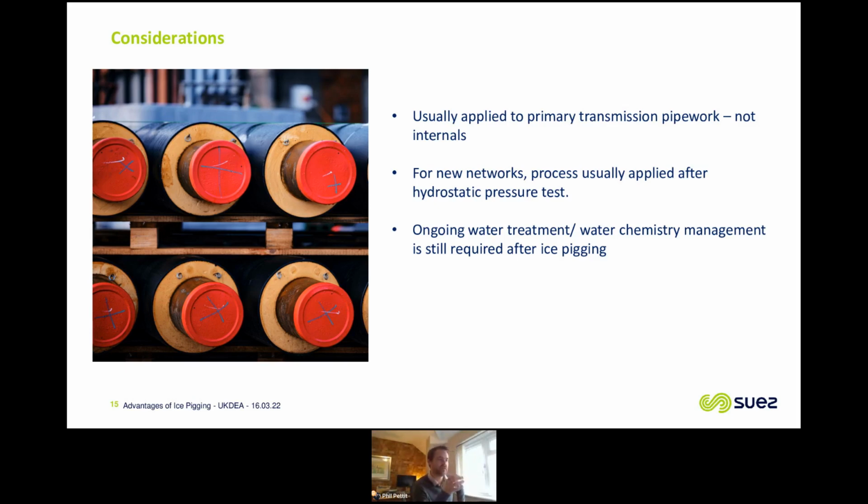And if it is in the newly installed phase, it tends to be after the hydrostatic pressure test, before any chemicals have been dosed. And it's worth saying that this doesn't replace the ongoing water treatment requirement. It doesn't involve any chemistry at all. So if you are using a treated system or a demin system, that still has to be done following on. This is just a process to remove all of the particulate material from the network at the construction phase, or also during a shutdown. So if you're doing a shutdown, it can remove all of the material that's built up in the network to give you a clean and efficient network.